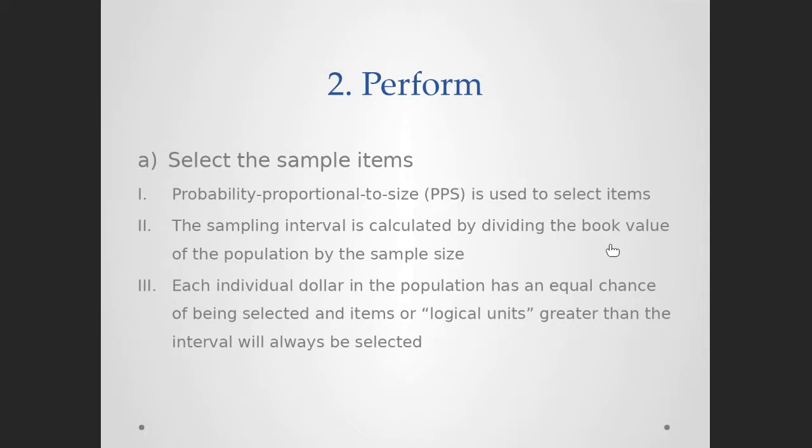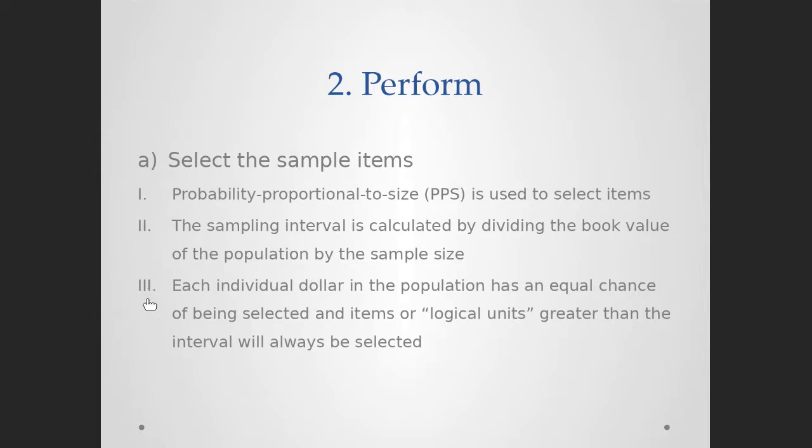How do we calculate sampling interval? $300,000 divided by 100. Very good. That will equal 3,000, right? So that's how we calculate the sampling interval. We need to calculate something called the sampling interval, and we're going to use that. How? We'll come to that in just a minute.